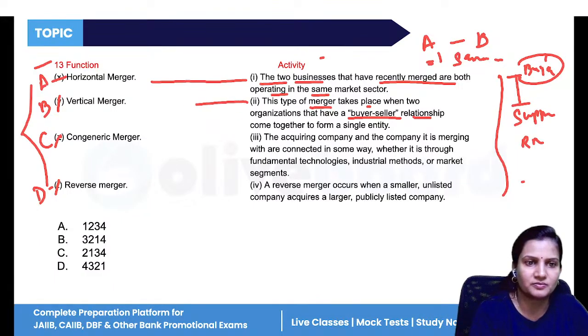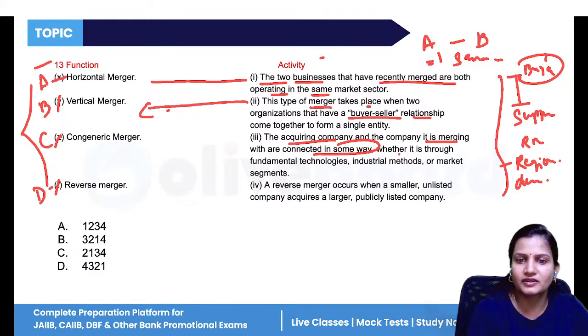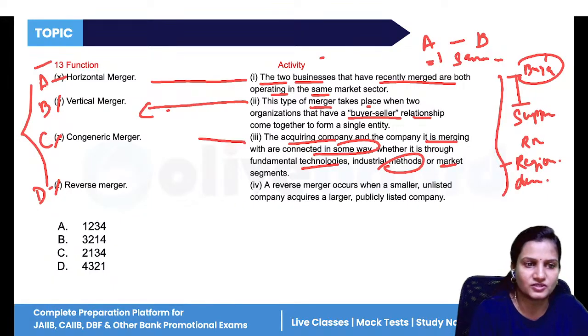That is the vertical merger. Now, the acquiring company and the company it is merging with are connected in some way. Either they will connect, or they will produce their goods region-wise or demographic-wise. So whether it is through fundamental technology, industrial methods, or market segment, that is co-generated.